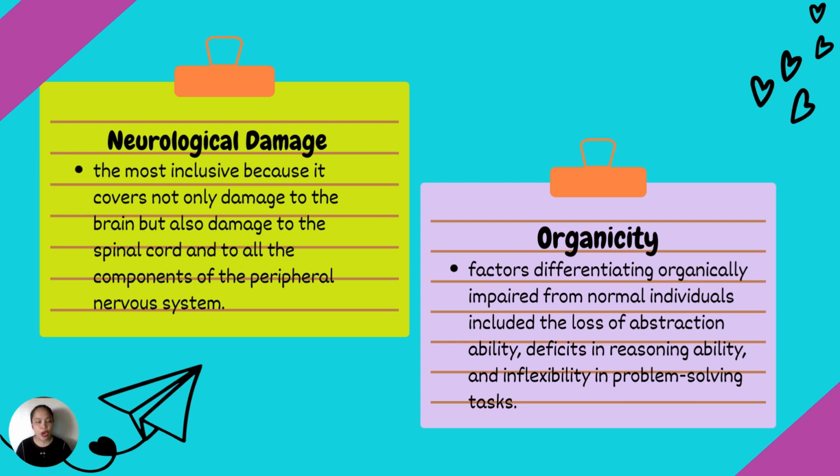While the term organicity derives from the post-World War I research of the German neurologist Goldstein. His studies of brain-injured soldiers led Goldstein to the conclusion that the factors differentiating organically impaired from normal individuals included the loss of abstraction ability, deficits in reasoning ability, and inflexibility in problem-solving tasks. Accordingly, Goldstein developed a psychological test that tapped these factors and was designed to help in the diagnosis of organic brain syndrome, or organicity for short.